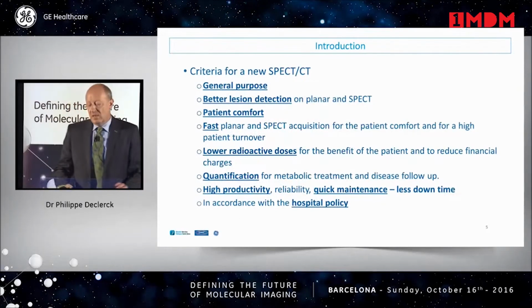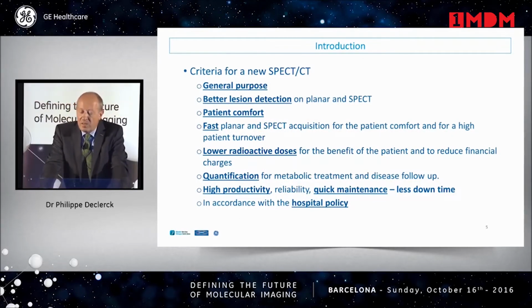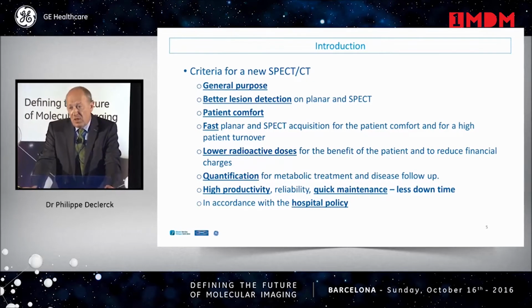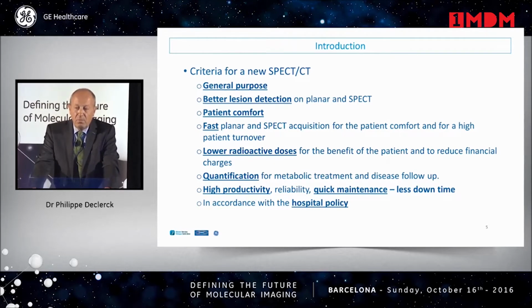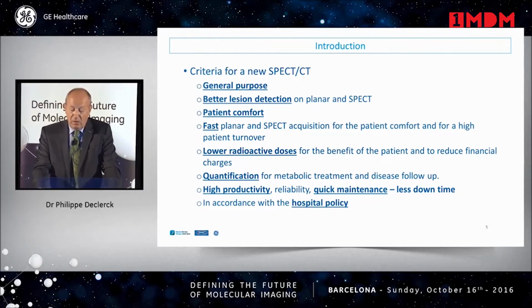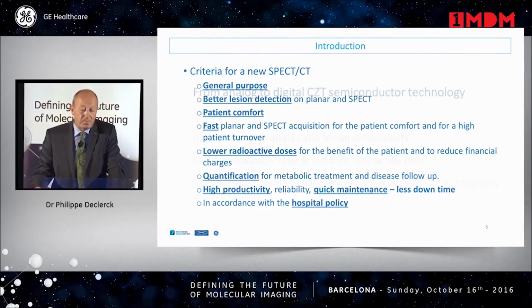So when I went to my director last year to ask for a new SPECT-CT, I had some criteria. The first one, of course, was general purpose. We are a general hospital. Better lesion detection, of course, had to be better. Patient comfort is important. Faster than what we have now for the comfort of the patient, but also to have a high patient turnover. Low radioactive dose if possible. Quantification, because we want to do metabolic treatment in the future. High productivity, reliable, quick maintenance. And of course in accordance with the hospital policy.